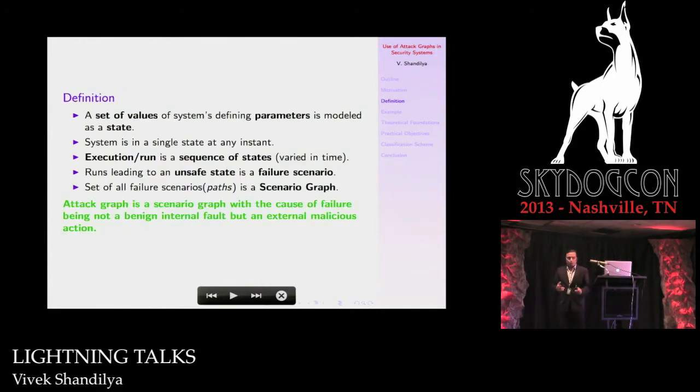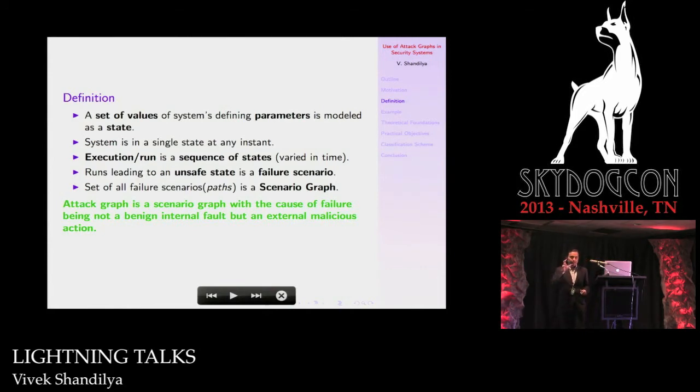So what exactly is an attack graph? To define it, a set of values of system-defining parameters can be modeled as a state, and temporally, at one instant, the system is in one state, and a sequence of them we can consider as an execution or a run, and then any execution that leads to an unsafe state is going to be a failure scenario, and the set of all of it would be a scenario graph.